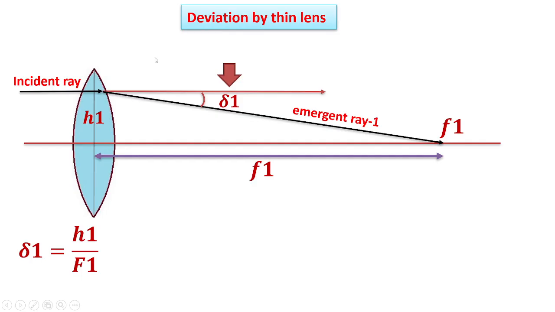Deviation by a thin lens takes place. This is the incident ray, this is the lens. So deviation delta 1 takes place. The incident ray further becomes emergent ray 1, forming an image at this point on the principal axis at the focal length f1. So delta 1, the deviation produced by the light ray due to this lens, is equal to h1 divided by f1.